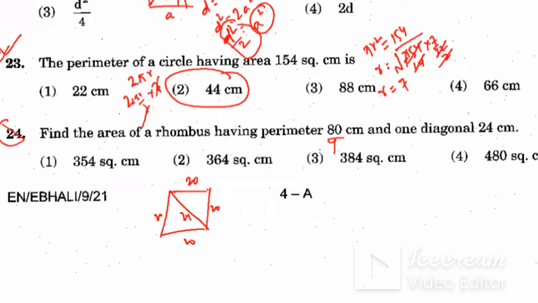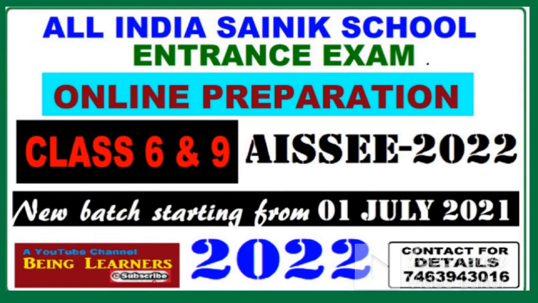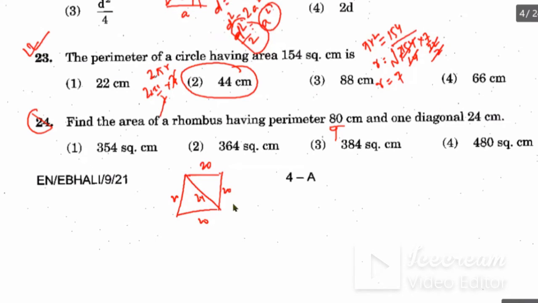Area of the rhombus is half d1 into d2. So d1 into d2 is what? Diagonal 1 and diagonal 2. You don't know diagonal 2 here, but you know that the two diagonals divide each other at 90 degrees. So if you divide it, it will be 12.